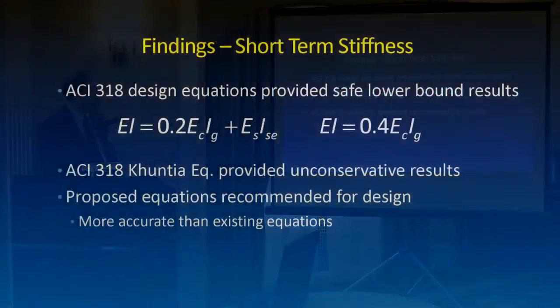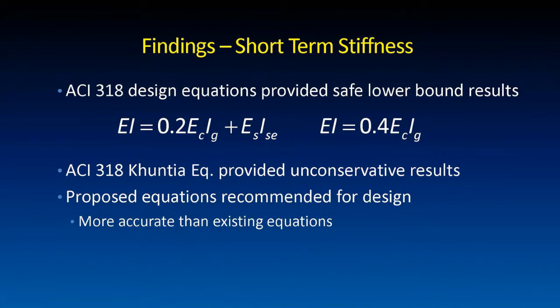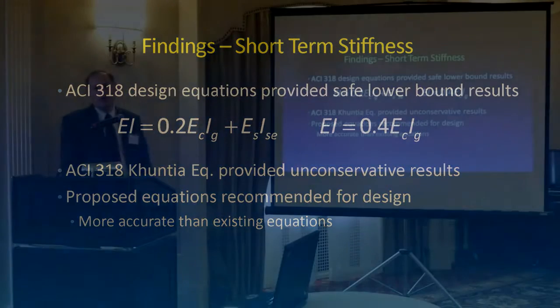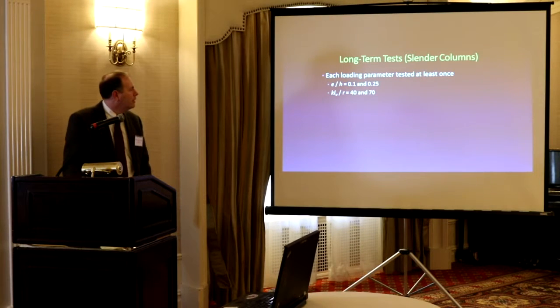They do provide safe lower bounds. The Kuntia, I think, again, is unconservative. We're not that convinced with use of that furthermore. The equations that we have are more accurate, and I think those are good to move forward with.